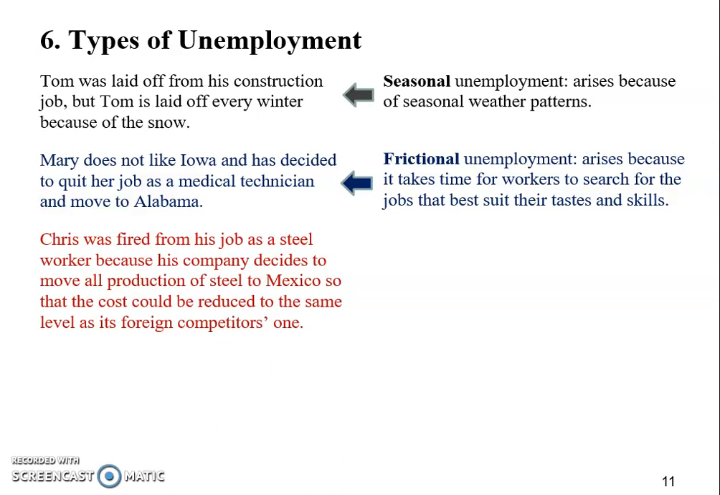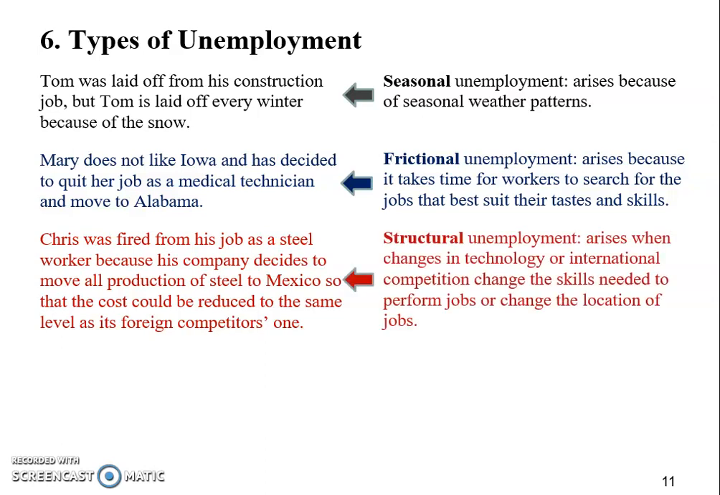The third example here is Chris, who was fired from his job because the steel company decided to move to Mexico. And this type of unemployment is called structural. Structural unemployment arises when the change in technology or the international competition changes the skills needed to perform the jobs or changes the location of jobs.